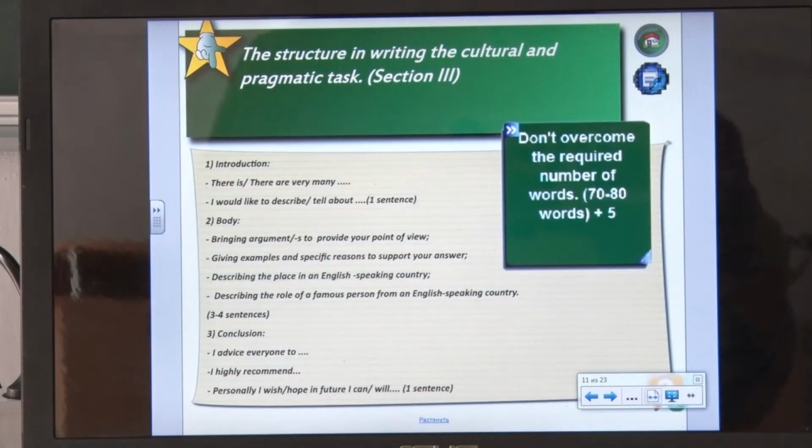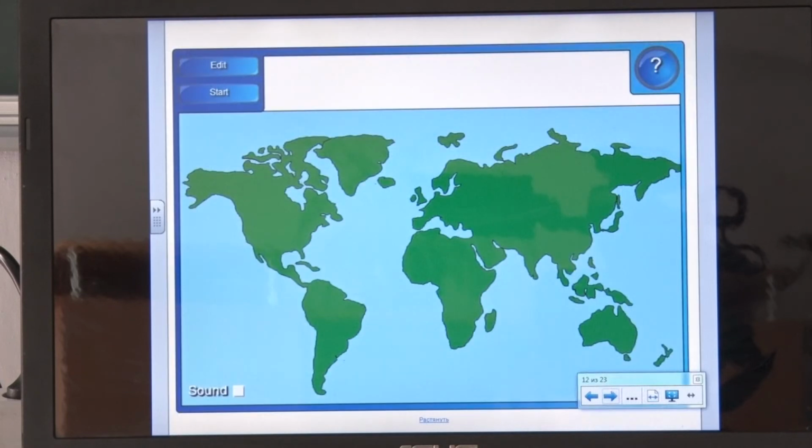Remember, don't overcome the required number of words, 70 and 80, up to the 80 words. You can write 5 more words, but please don't overcome. It's not recommended. Here in this slide you can see the world map.